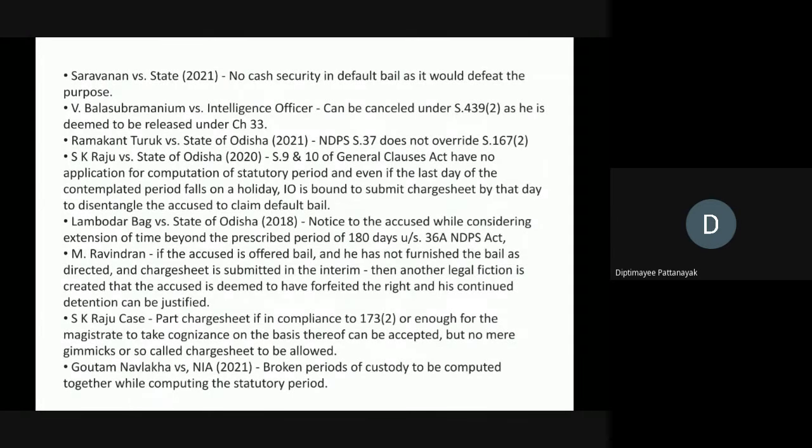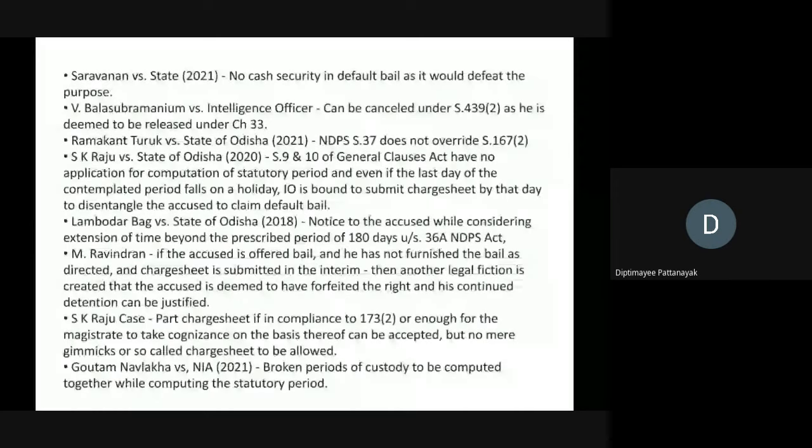Because in this case the accused has been offered the right of statutory bail, he has not complied with the conditions, that's why he is not released, and in between the charge sheet is actually being submitted by the IO, then what will happen in such a case? Because there will be a conundrum because the charge sheet has come, but the accused has not yet been released, but you have offered the accused a bail.